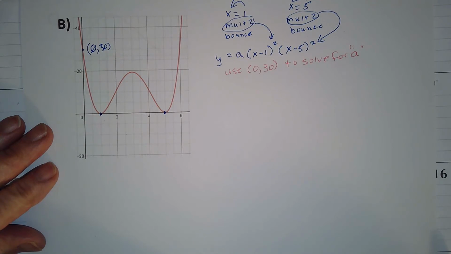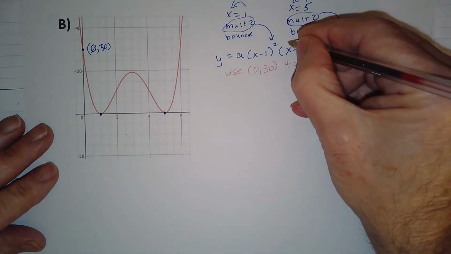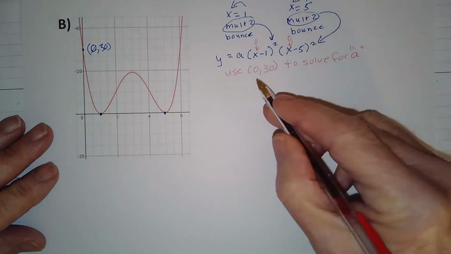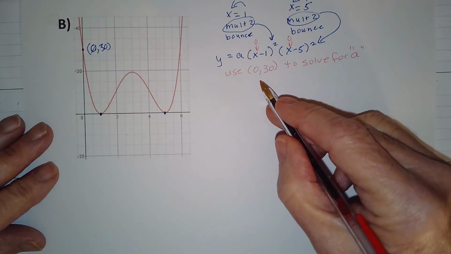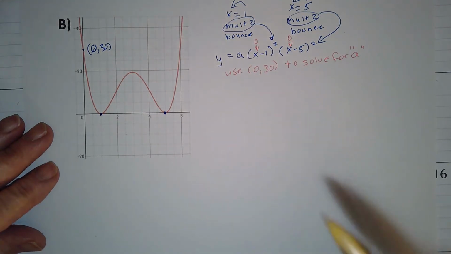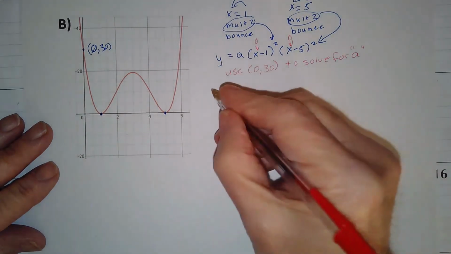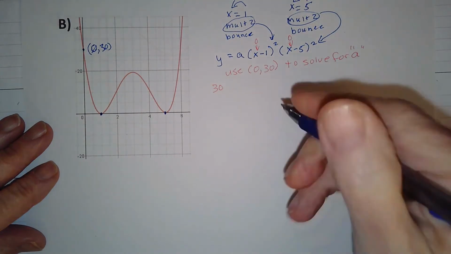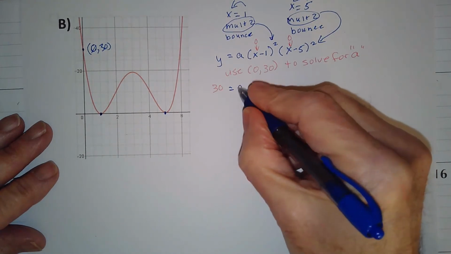All right. So now when we do this, of course, what's going to happen is our x is going to be 0, and this x is going to be a 0 when we use 0, 30 to solve for x. I'm sorry, to solve for A. We're going to end up writing this as 30 because that's our y for that specific point. And 30 equals our A again.